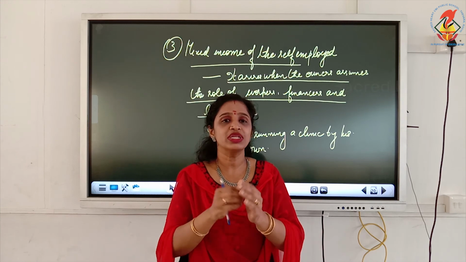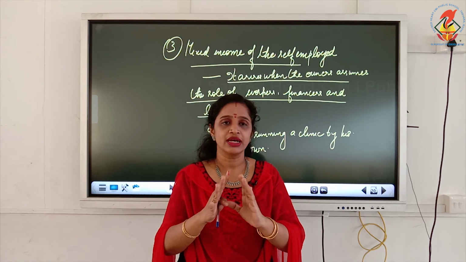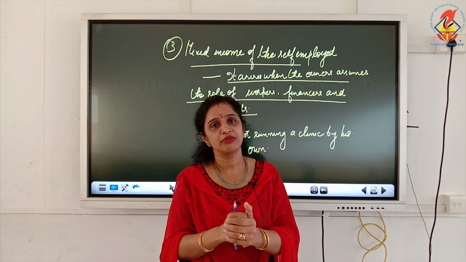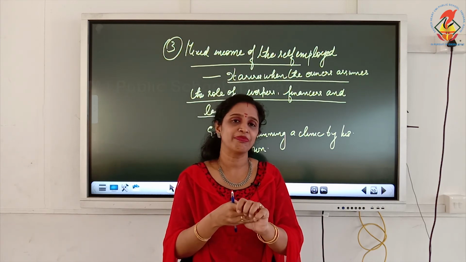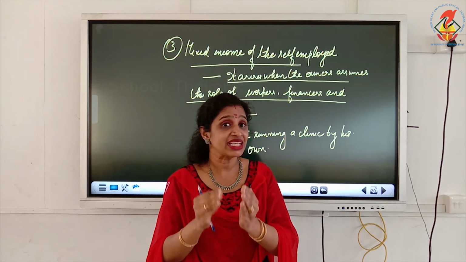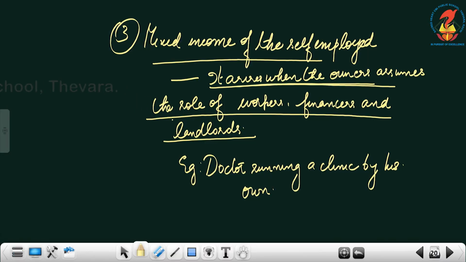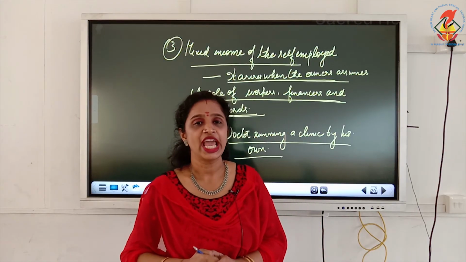Here, a doctor who is running his own clinic at home, it is his own building, the entire work is managed by the doctor himself. He is the one who is packing the medicine, he is the one who is doing the reception work, he is the one who is treating the patients, everything is done by him. So mixed income of self-employed. It means it arises when the owners assume the role of workers, financiers and landlords. Example, a doctor running a clinic on his own is an example of the mixed income of self-employed.